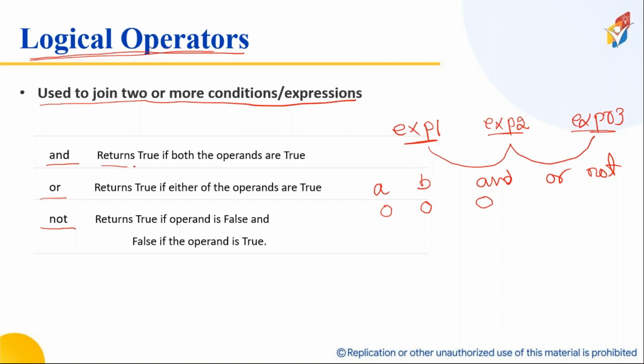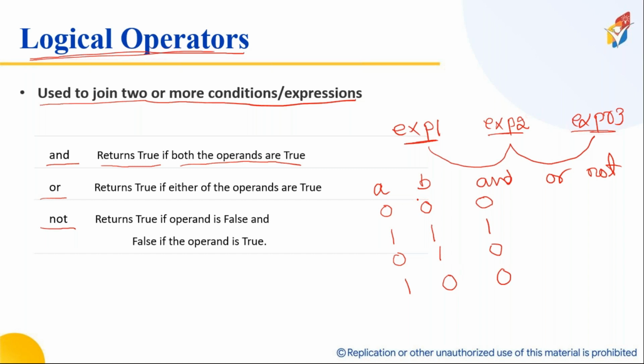Look at here, it returns true if both the operands are true. Now both are 1, the answer is 1 here. Now when A is 0 and B is 1, or A is 1 and B is 0, the answer will be 0. Is it okay?